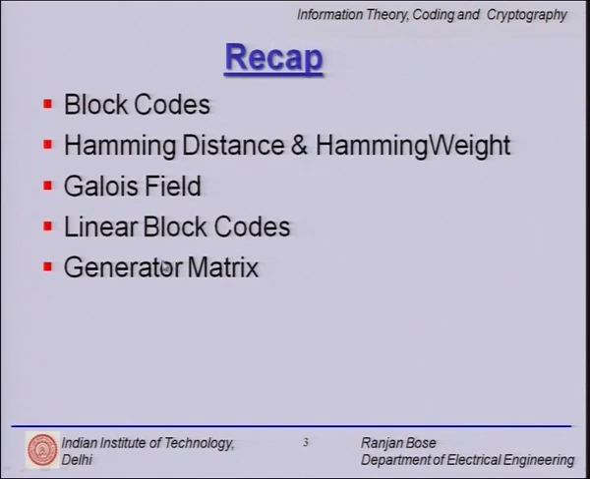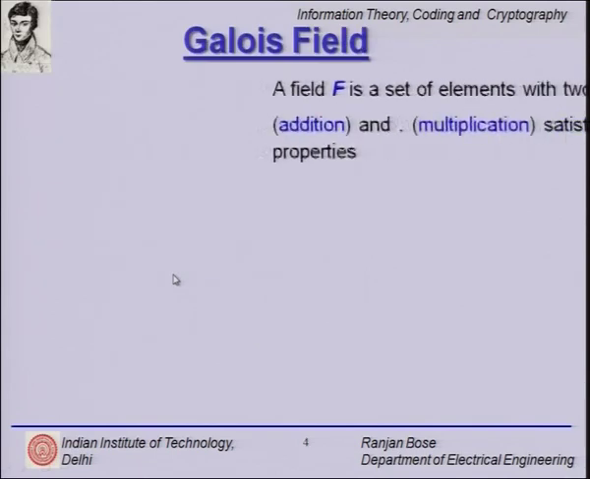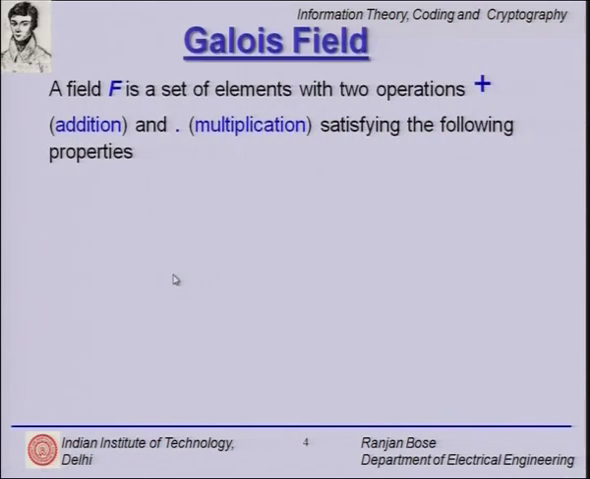As always, we will start with a brief recap of what we have already done. We have looked at block codes, we have defined Hamming distance and Hamming weights, then we looked at linear algebra, Galois fields, linear block codes, and we introduced this notion of a generator matrix. So, very quickly, what is a field or a Galois field?